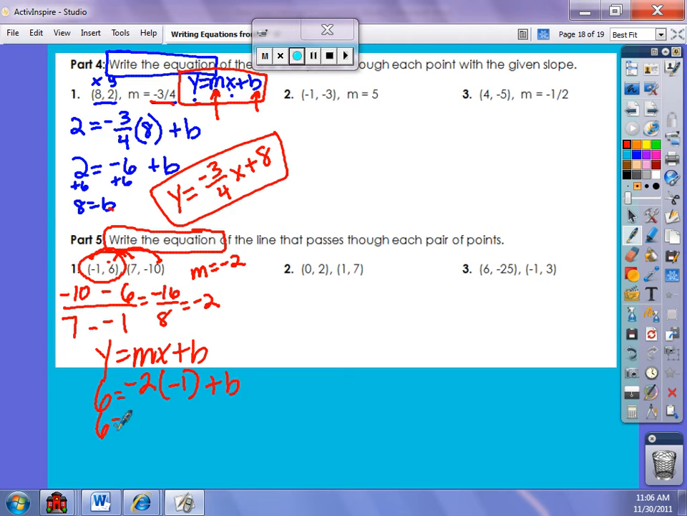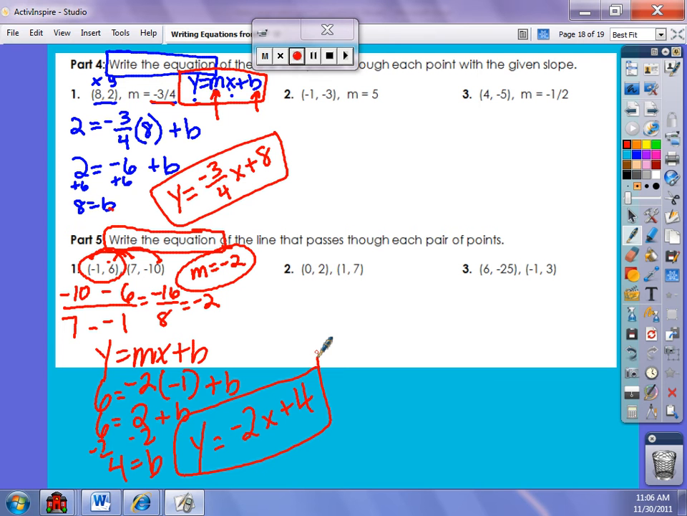Okay, well, let's evaluate this. -2 times -1 is +2. If I subtract 2 away, I get that b is 4. So the last thing I have to do is do exactly what I did here, which is write the equation. The slope we got, remember, was -2. And the intercept that we got, the b value, was +4. So the equation is y equals -2x plus 4.